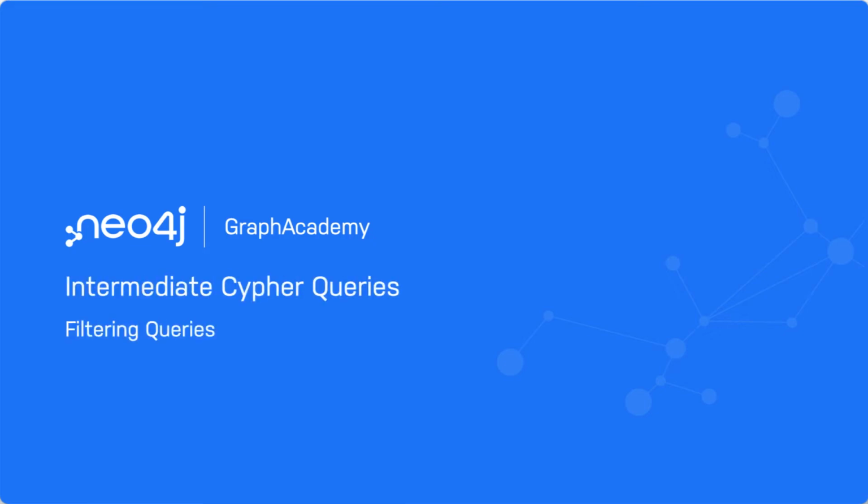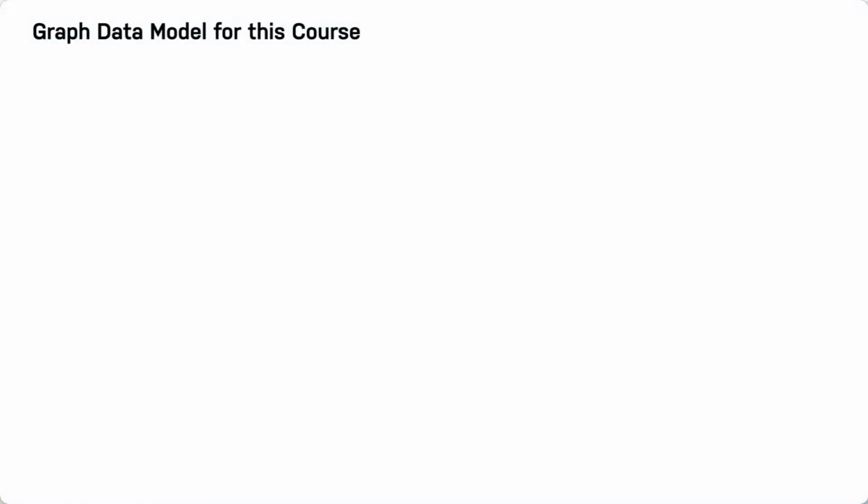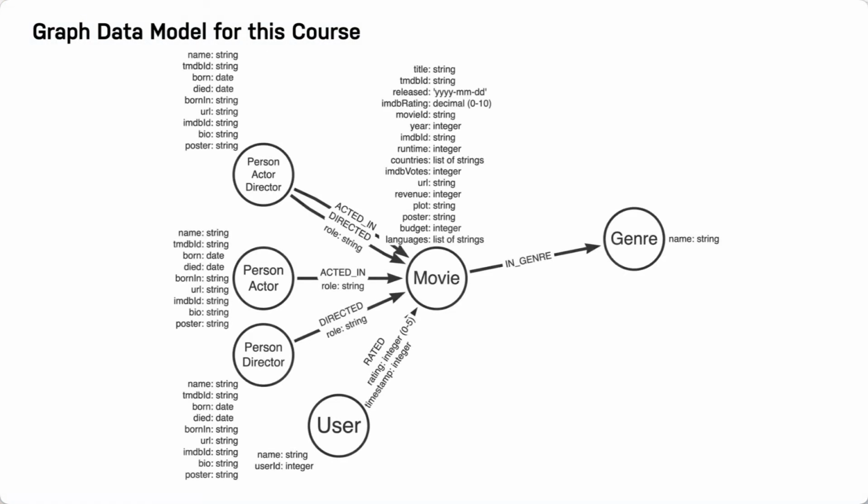Let's take a look at Cypher basic query filtering. Before we begin, let's make sure you understand the graph data model we use for our queries. The graph represents movie data. We have person nodes that could also have labels of actor and/or director. These nodes have the acted in and/or directed relationships to movie nodes.